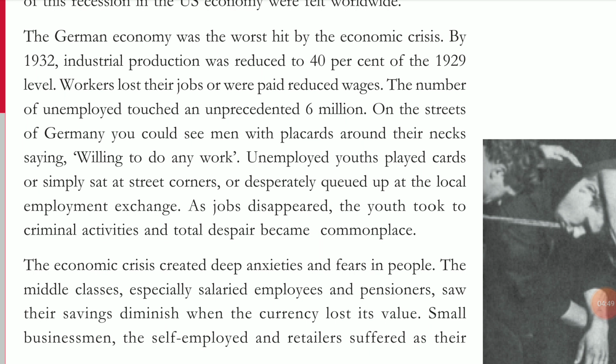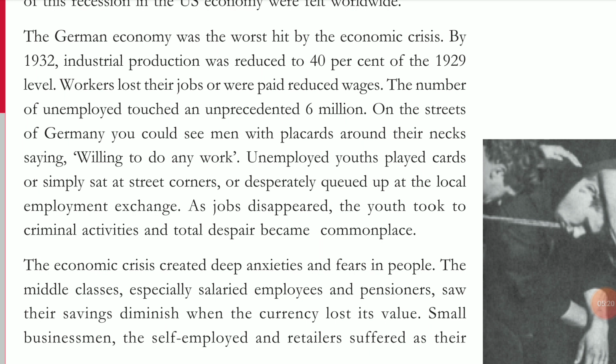So Germany's economy was worst hit. The most effect of the crash, or you can say the Great Depression, was seen on the economy of Germany. In 1932, industrial production was reduced to 40%. Now whatever was being produced in Germany, almost 40% of the production was reduced. Okay, only 60% of things were being produced.